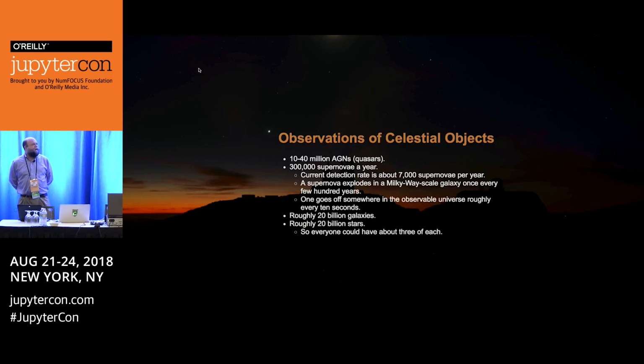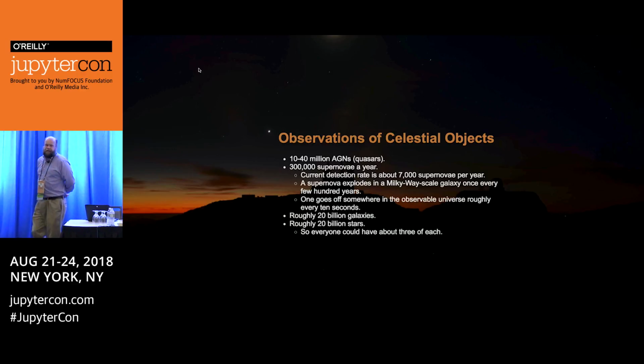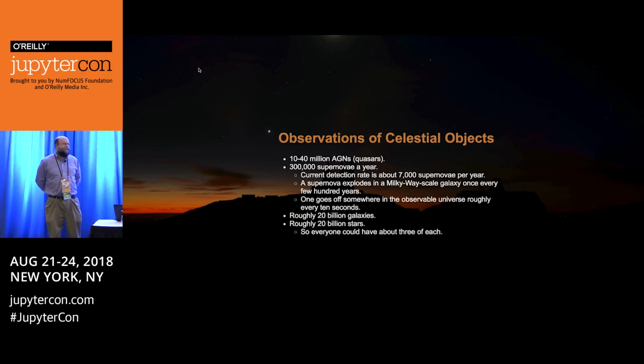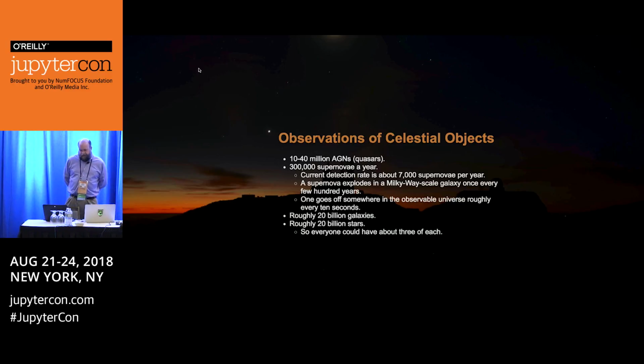Here are some fun facts about cool stuff we're going to see. 10 to 40 million active galactic nuclei, which are quasars, which are what happens when the supermassive black hole in the center of almost any galaxy is actively ingesting something, and little bits of it are escaping as it's being gobbled up. We'll see about 300,000 supernovae each year. Now, the current worldwide detection rate is about 7,000, so we're getting a 40-fold increase from a single instrument.